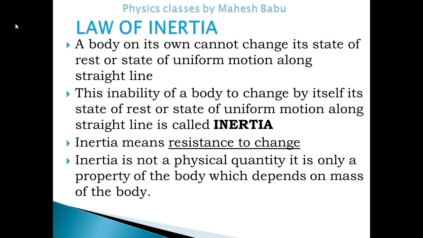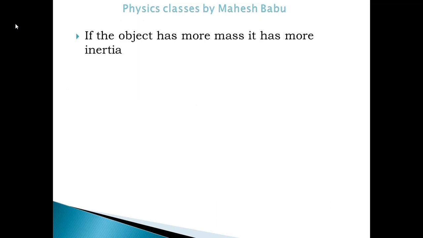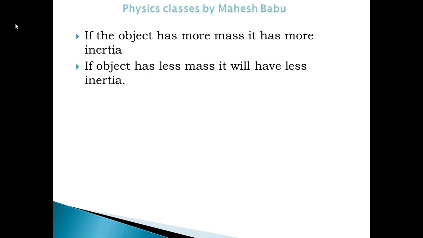Inertia is not a physical quantity. It is the property of the body, and it depends on the mass of the body. If the object has more mass, it has more inertia. If the object has less mass, it will have less inertia.